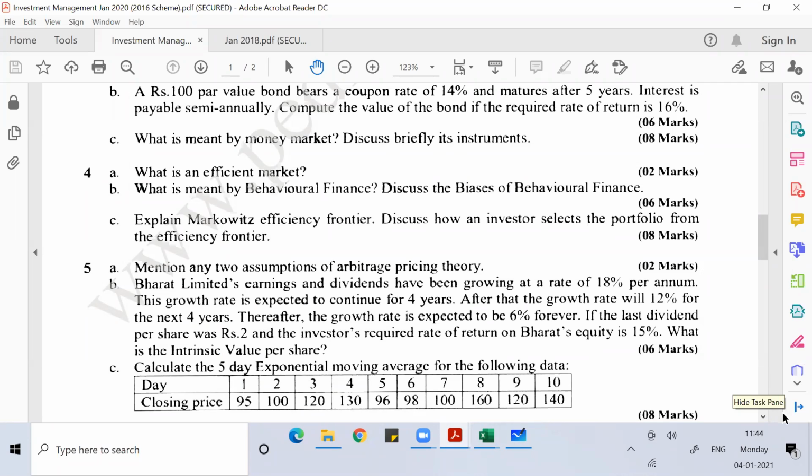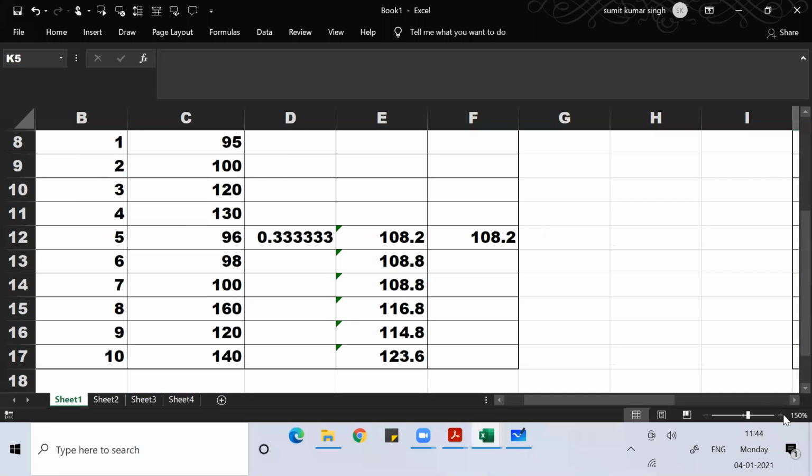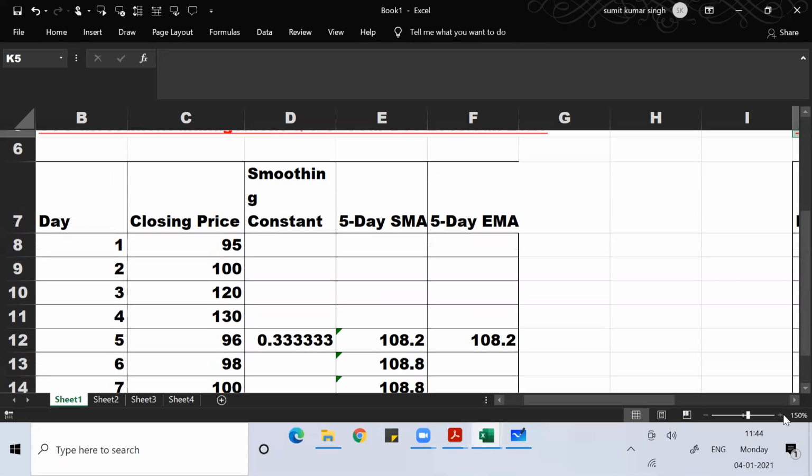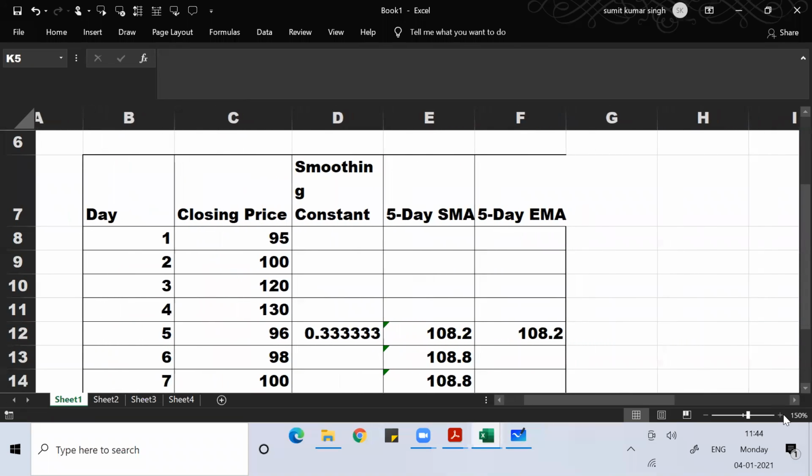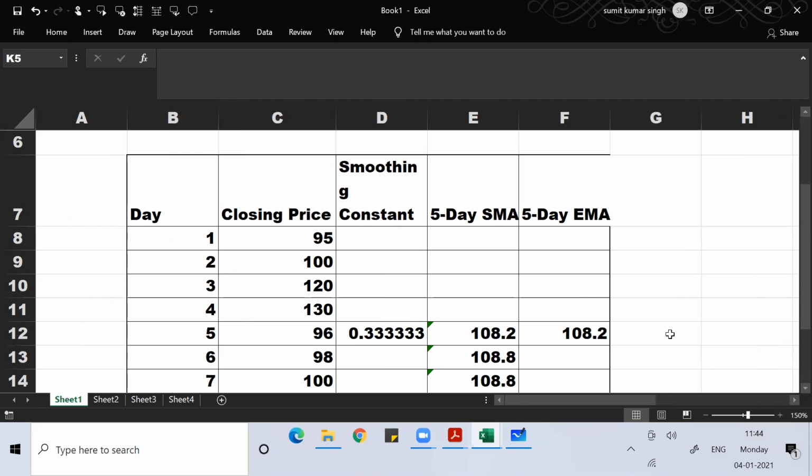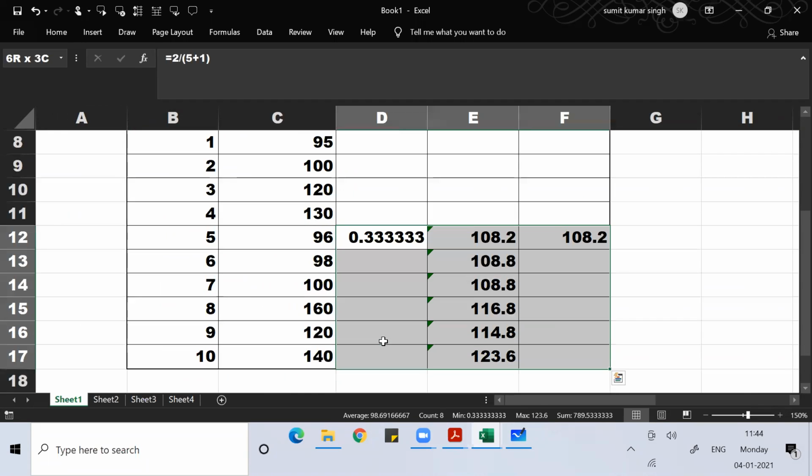They have given you the 10 days closing price of the stock. Once the 10-day closing price of the stock is given to you, you can find the smoothing constant. So how will you find the smoothing constant?